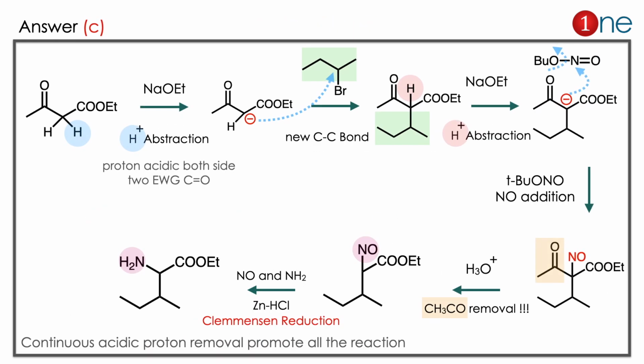The answer is C. Let us see how. The whole reaction is driven by fundamentals. You have to know the basics and stability. Here in the first step you have an acidic proton because it is attached to 2 carbonyls. One side is ketone, another side is ester. So the carbon is acidic there. So proton abstraction will occur and an anion is formed. The anion attacks the bromine and a new C-C bond is formed there.